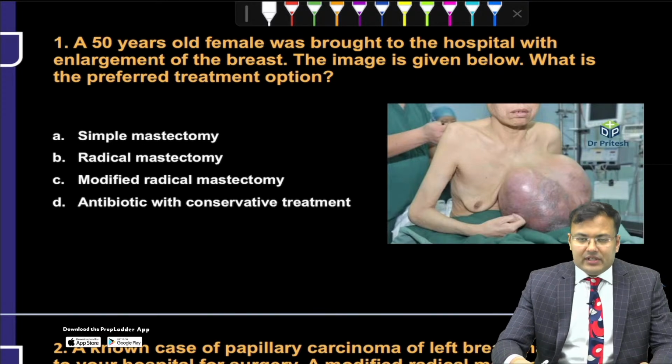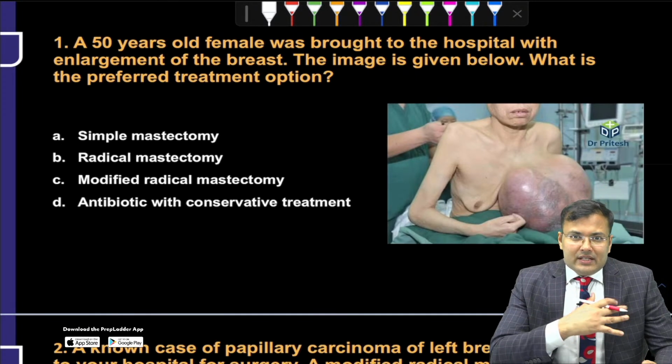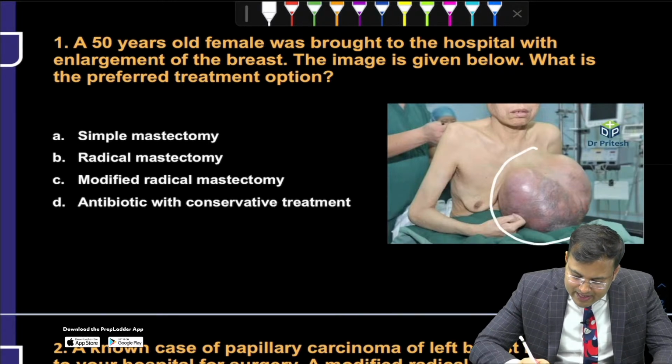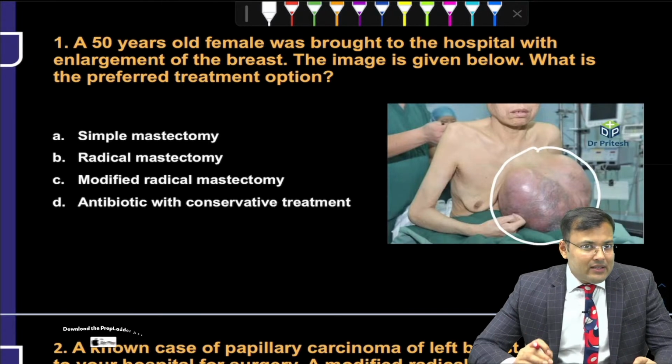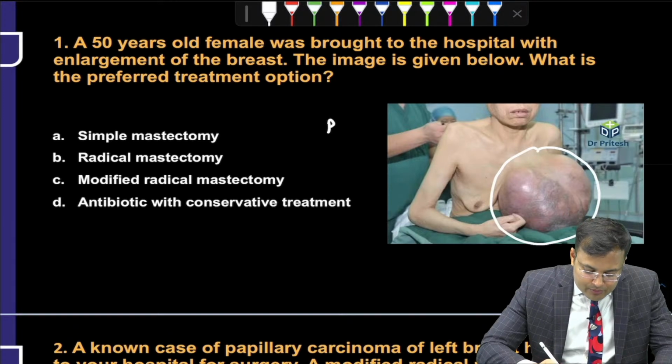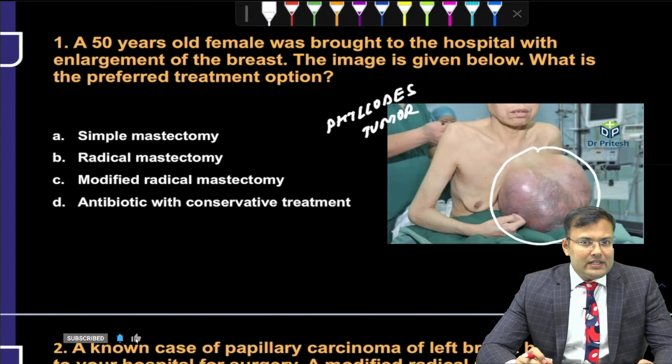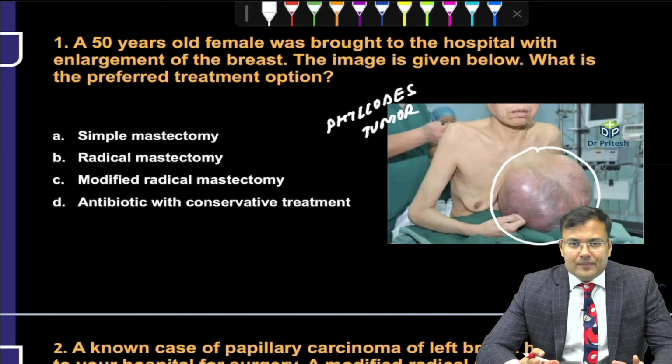So what is the diagnosis here? Affected breast is massively enlarged. Here you can see the affected breast, it is massively enlarged and it's a characteristic feature of what? Phyllodes tumor. This is a characteristic feature of Phyllodes tumor. And you know what is the other name of Phyllodes tumor? It is also known as cystosarcoma phyllodes.